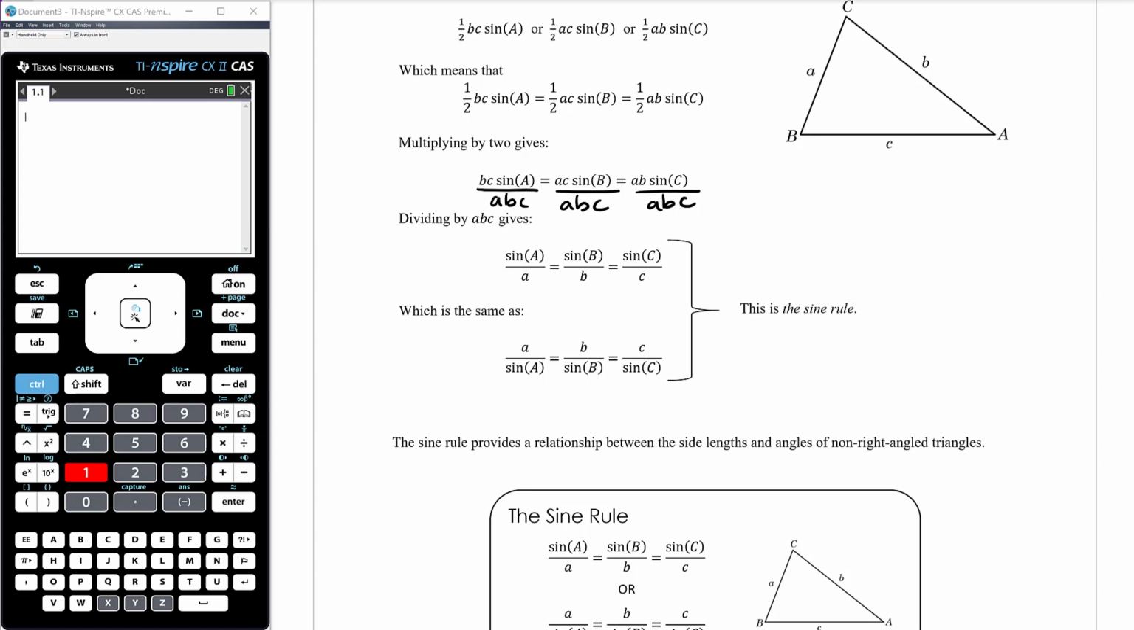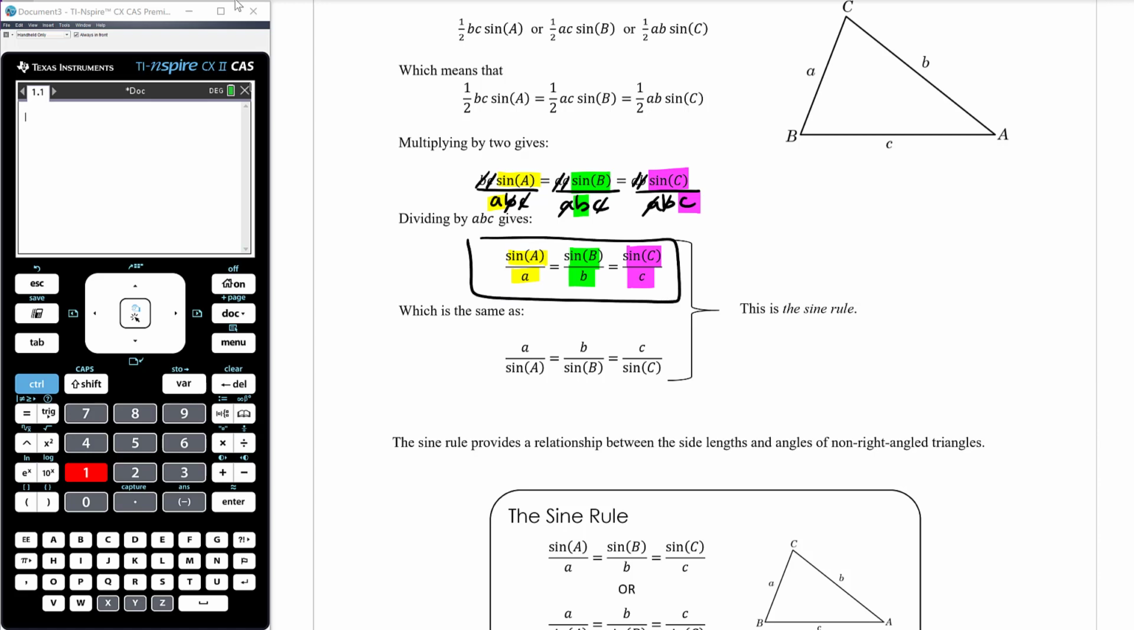On the left-hand side of the equation, the b's will cancel and the c's will cancel, and we're just left with sine A over a, which is what we've got here. In the middle part of the equality, the a's will cancel and the c's will cancel, and we get left with sine B over b. And on the right-hand side, the a's will cancel, and we get left with sine C over c. Okay, and so this is our sine rule.